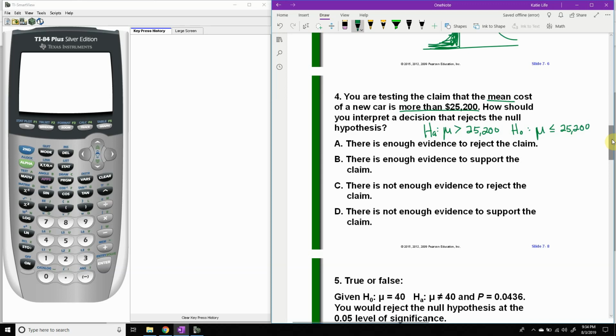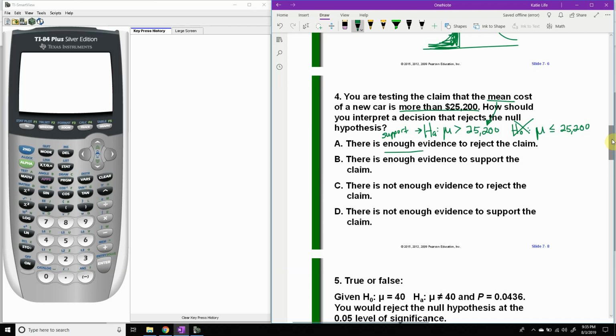Okay, so if I have the evidence to reject this, that means I can support the other statement. If I have the means to reject the null hypothesis, that means I have what it takes to support the alternative, which is how we came up with the claim, right? We were taking that first sentence there that says the mean cost is more than $25,200. The claim is the alternative hypothesis. So I'm rejecting the null, I'm supporting the alternative, and the alternative is the claim itself.